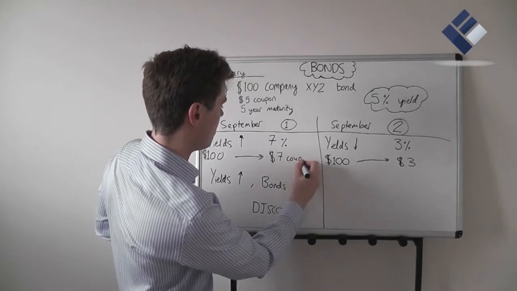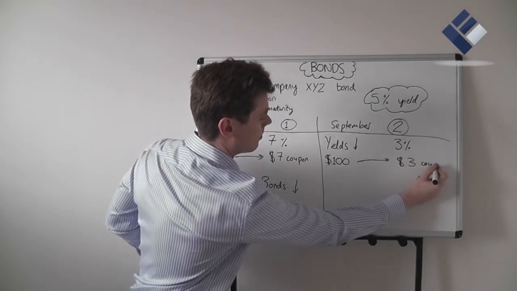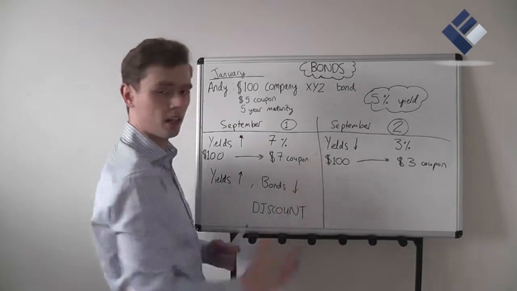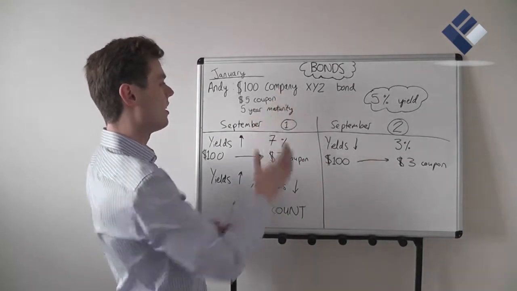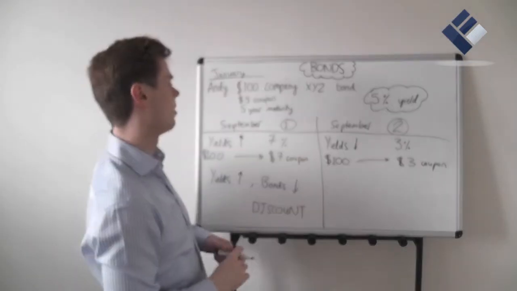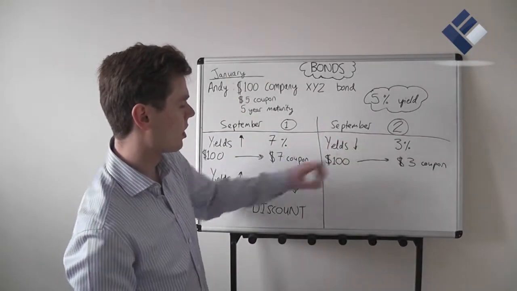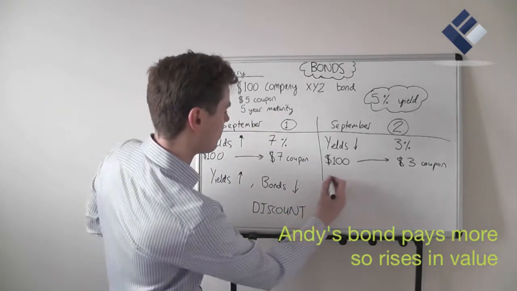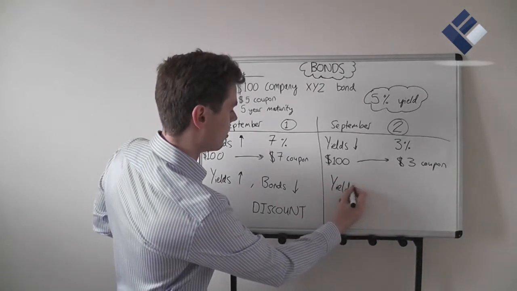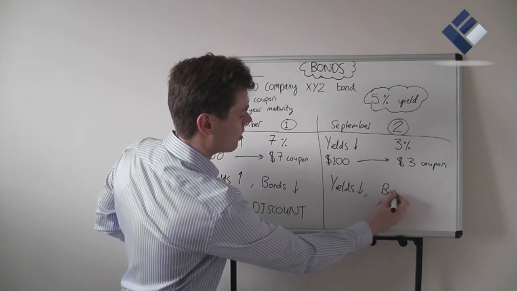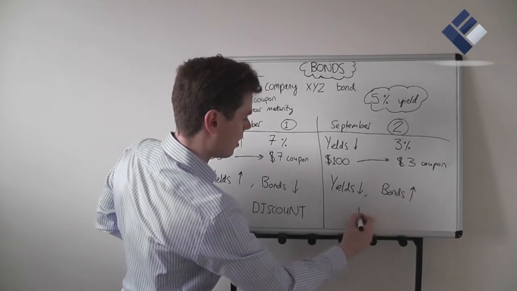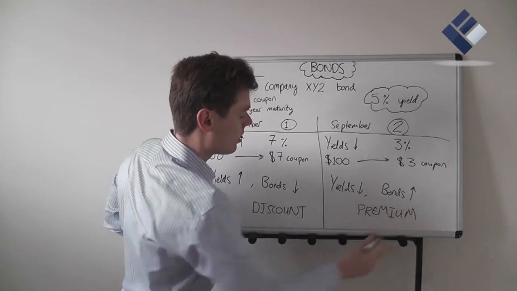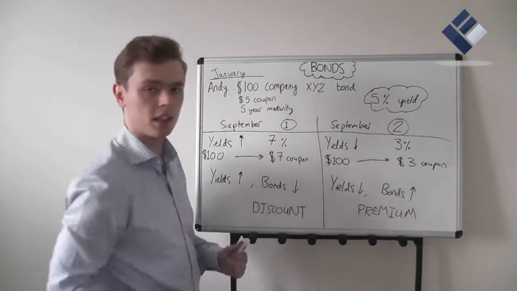Just to clarify, these are the annual coupons. So what we have to do is again compare the current market conditions to effectively the conditions that were current when Andy got his bond. Compare Andy's situation to the current market and we'll see that Andy has a greater return than this, so therefore his bond rises in value. What we say is as yields go down, bond prices go up. In this situation, Andy's bond is trading at a price above which he purchased it for, and his bond is trading at a premium.